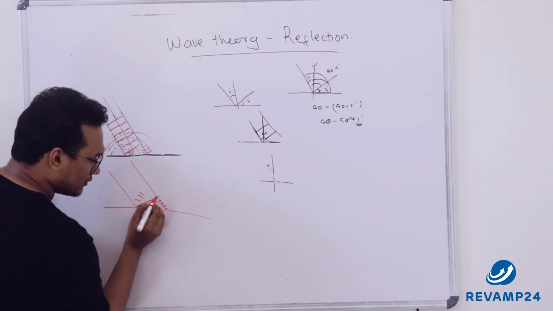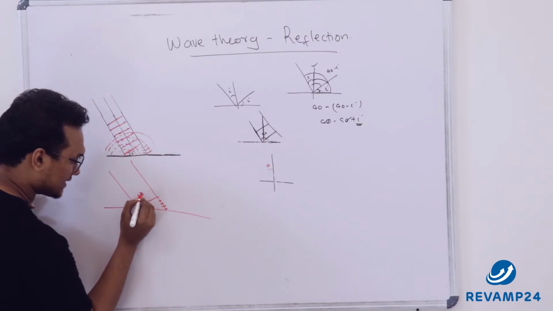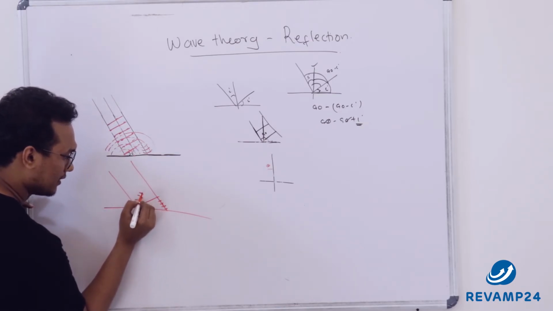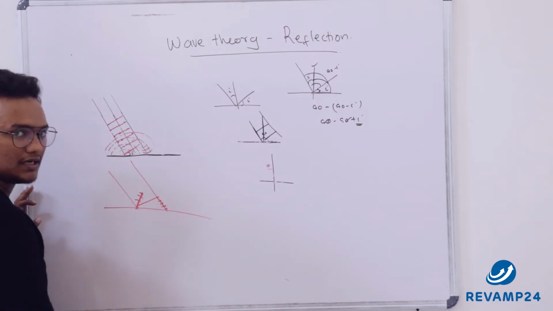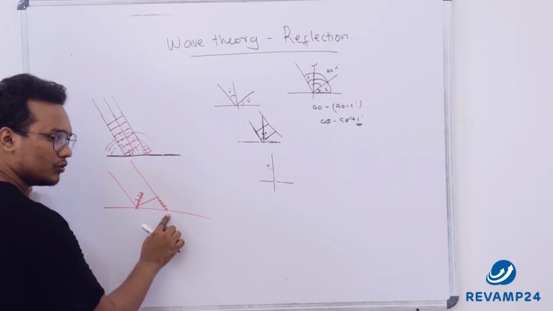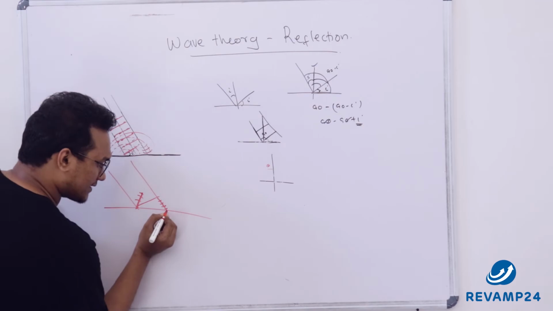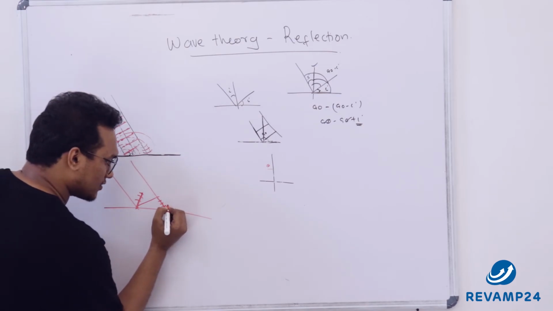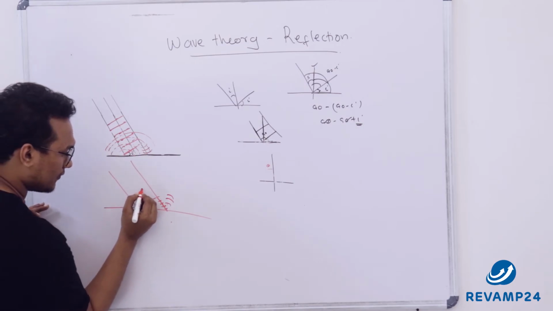Now the moment this reaches here, this would reach here in such a way that both the distances would be the same, because both of these have happened simultaneously. Now if this travels 2 meters, this will also travel 2 meters. Now in the next moment, this cannot send the wavefront in this direction, so this will send a wavefront in this direction. Now this is also sending a wavefront in this direction.